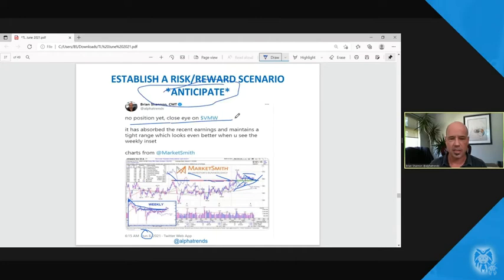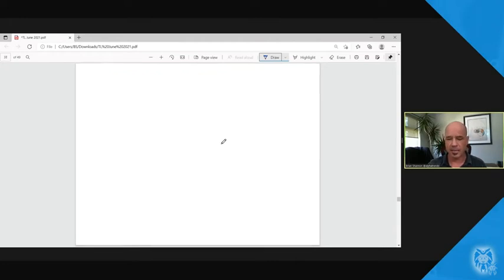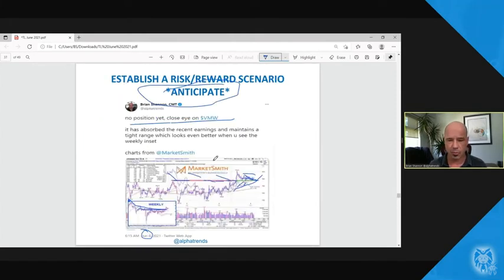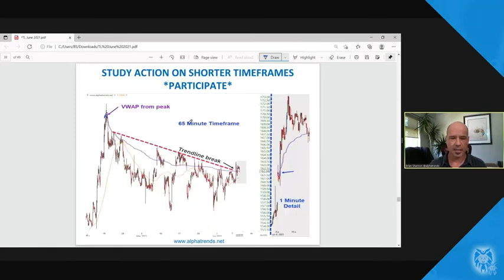I said no position yet, keep a close eye on it. It just reported earnings, it's absorbed that, and now what happens? So here's exactly how I got involved in this trade. Here's the volume weighted average price from that peak, being this one right here about a month and a half ago. And we can see that because, again, these are 65-minute bars. So the 5-day moving average, here's my 30 period. We saw this trend line and it made the higher high right here.